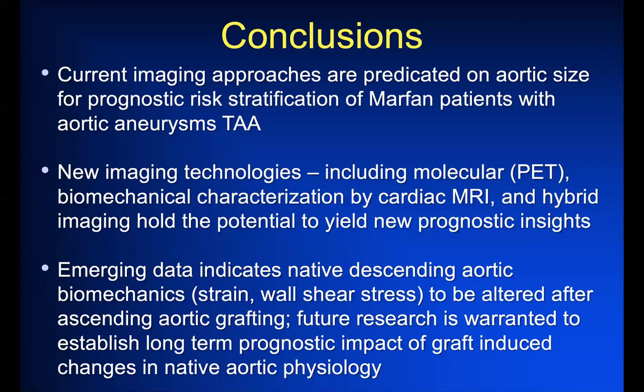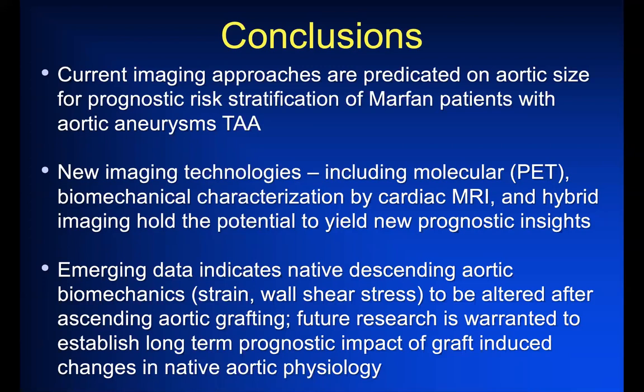So in conclusion, I think the data we know thus far is that current imaging approaches are predicated on size for aortic prognostic risk stratification of Marfan patients, as well as others with thoracic aortic aneurysms. New imaging technologies, whether it be molecular PET, biomechanical characterization by cardiac MRI, as well as hybrid imaging, hold the potential to yield new prognostic insights.